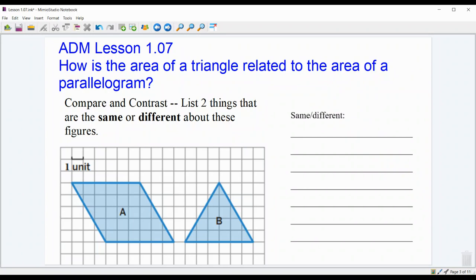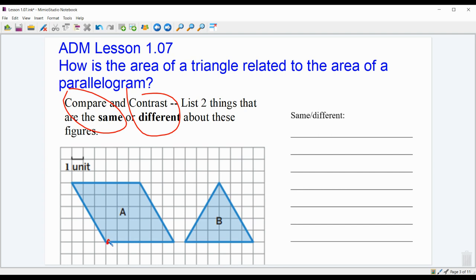It's from Amplified Desmos Math, and it's section 1.07 or lesson 1.07. It has to do with how the area of a triangle is related to the area of a parallelogram. So you may or may not want to do this warm up, but it has to do with compare, which is how things are the same, and contrast, how things are different about the parallelogram and the triangle. And there's some things that you may notice.